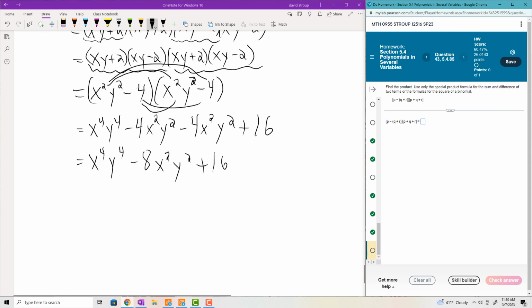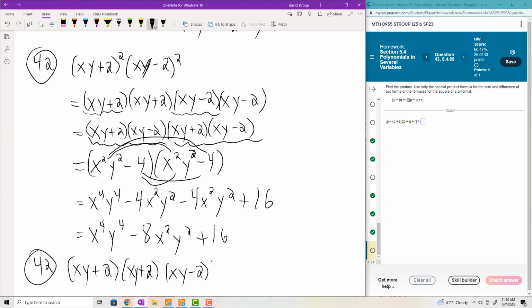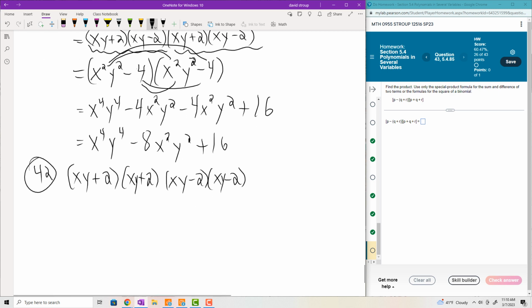Okay, let me just show you that same problem, but the long way, the brute force kind of approach, and how would that work? So xy plus 2 squared is xy plus 2 times xy plus 2. And then xy minus 2 squared is xy minus 2 times xy minus 2. So if I didn't use that, maybe you don't understand the formula, right? What would I do then? Well, it's going to be long. So first you have to FOIL this guy out.